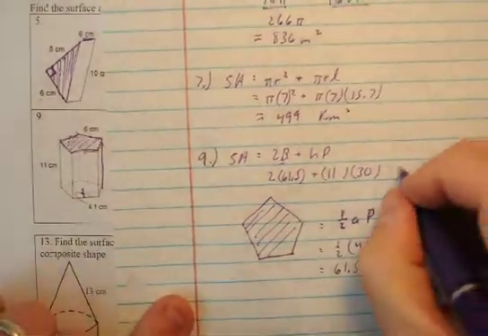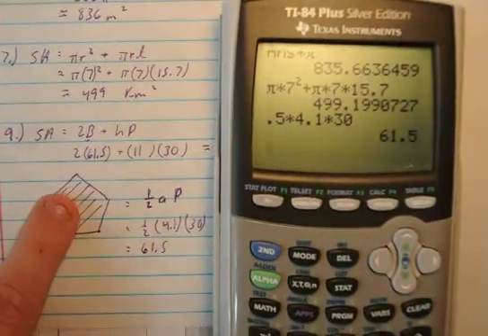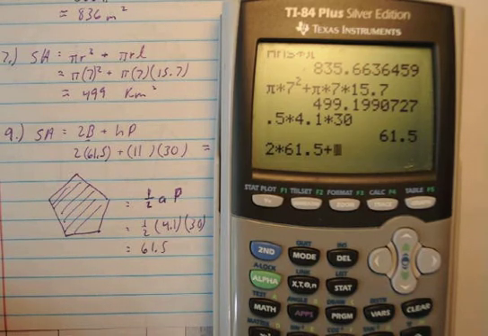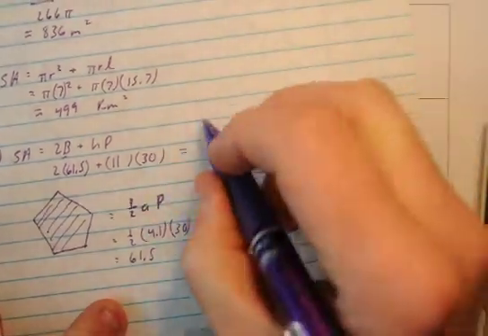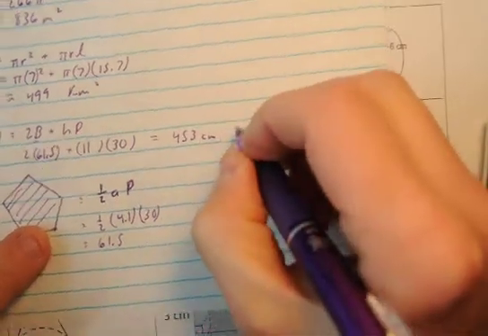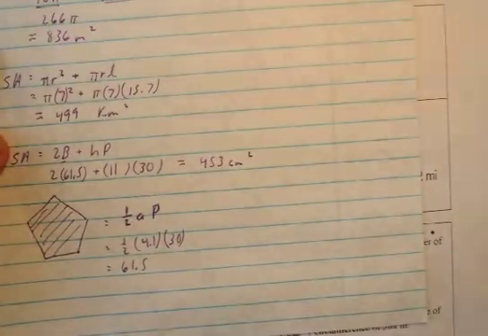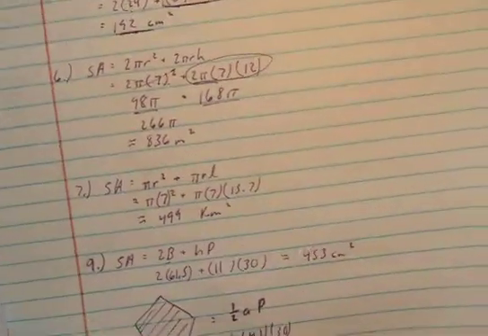Now plug all that into your calculator, and we can get our final answer. 2 times 61.5 plus 11 times 30. 453. And that would be centimeters squared. Alright, on to number 10.